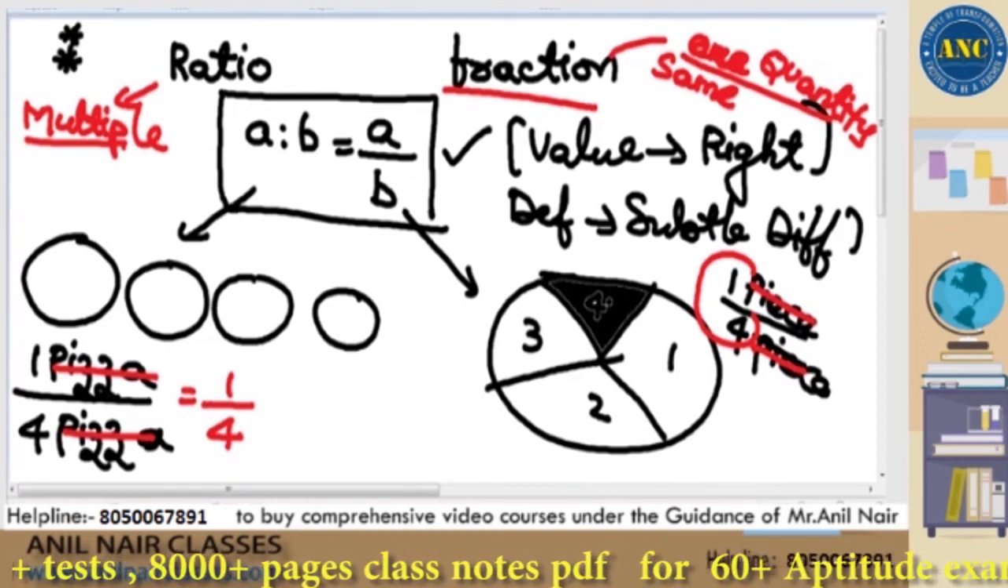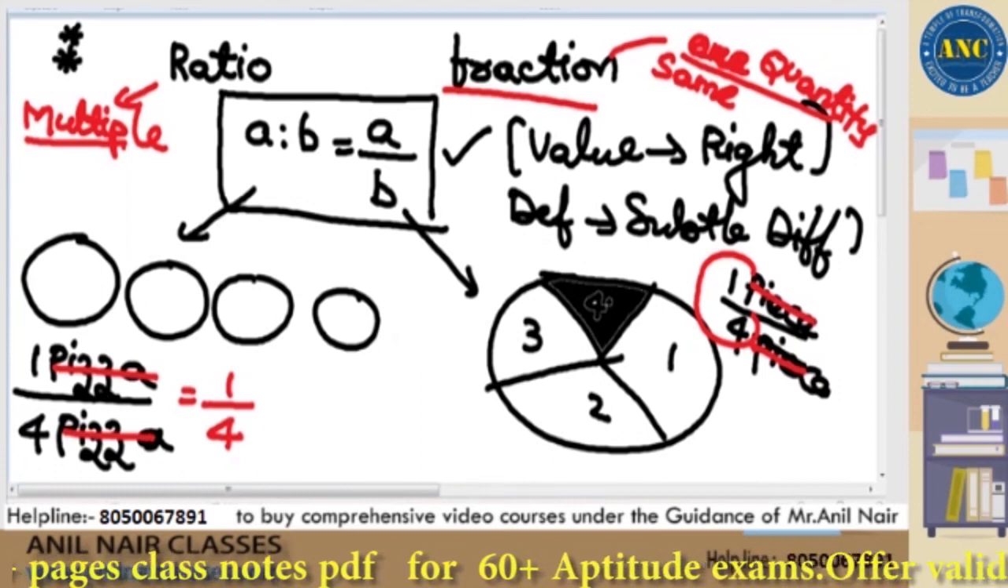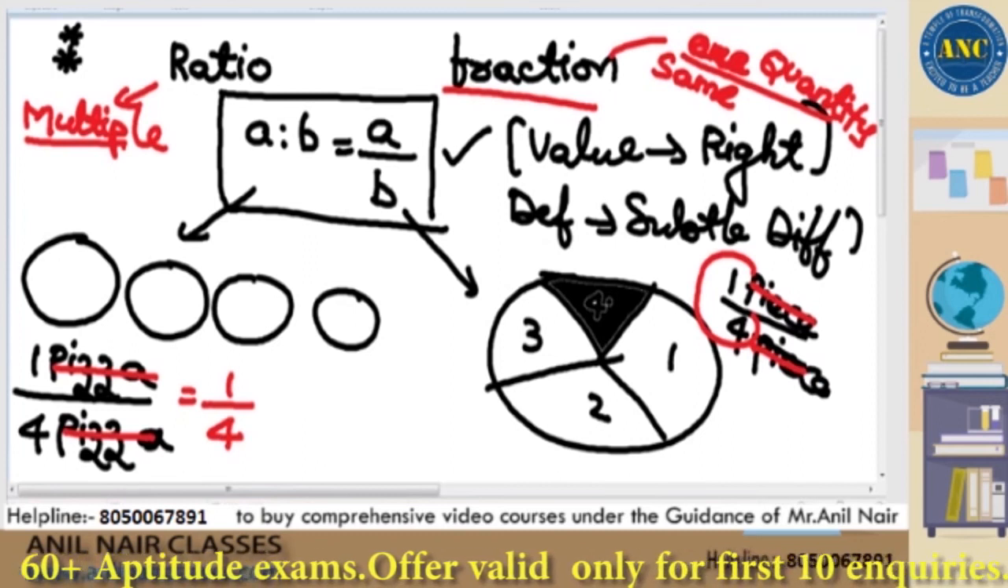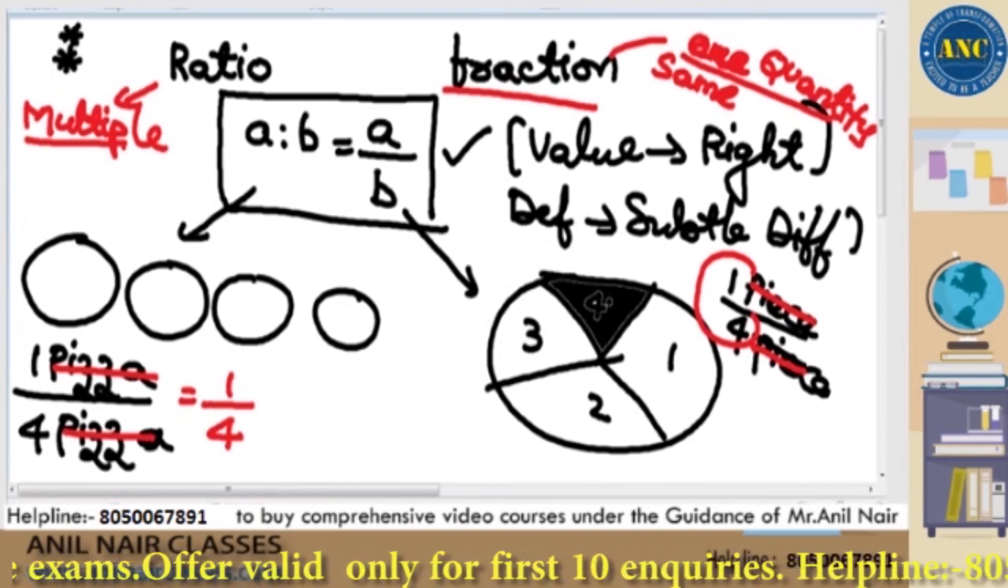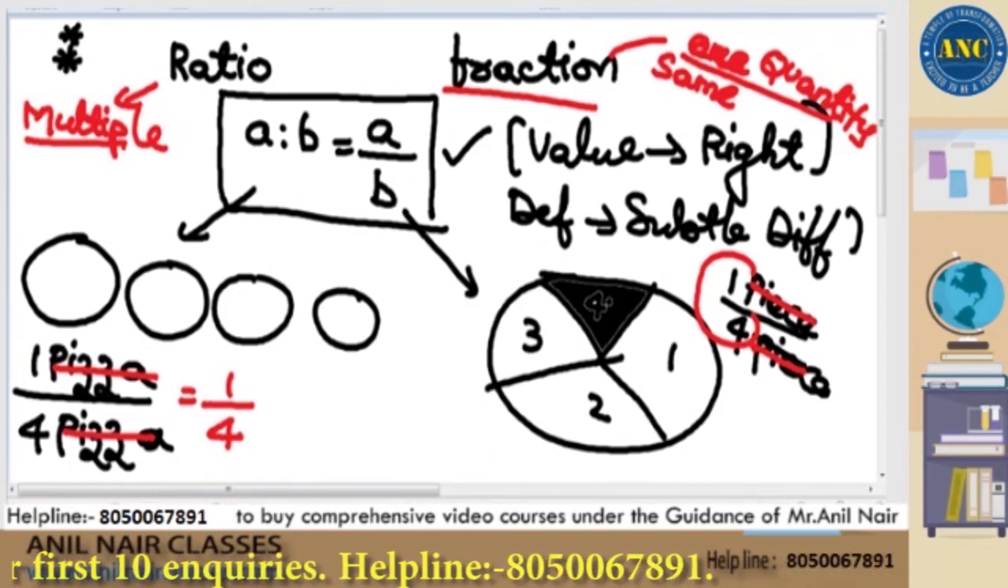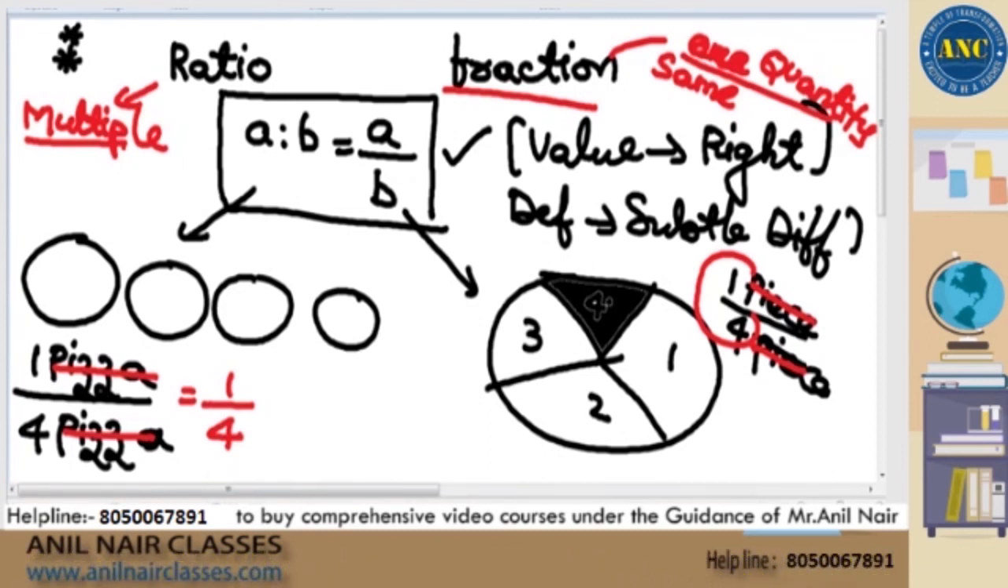Please write down this. Ratio means out of 4 pizzas, I am giving my friend one pizza out of 4 pizzas. Value is 1 by 4. Fraction is out of 4, I am giving 1 out of 4. This is the slight difference. Both are value wise the same. Santosh, you are 100% right.